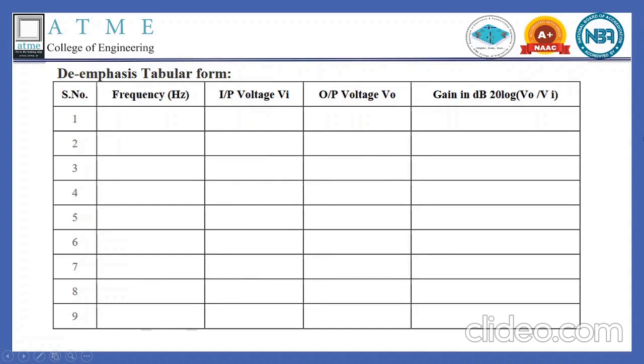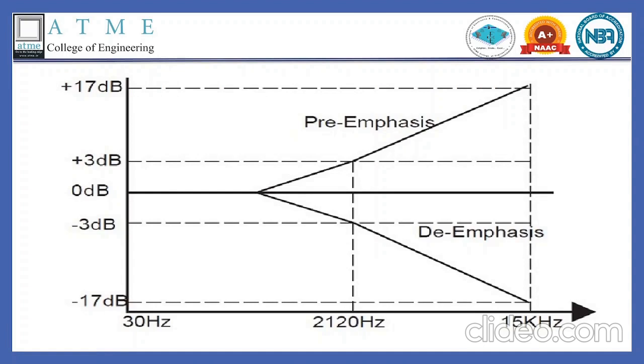And this is the de-emphasis table. It is one and the same as what we did in pre-emphasis, but here we'll be getting the reduced voltage. Finally, gain will be reducing. This is the graph which I already showed, and usually we'll get this point at 2.1 kilohertz. That's within the audio range.